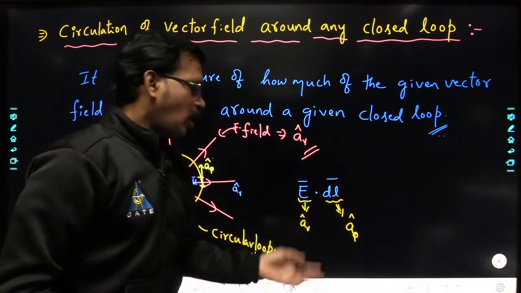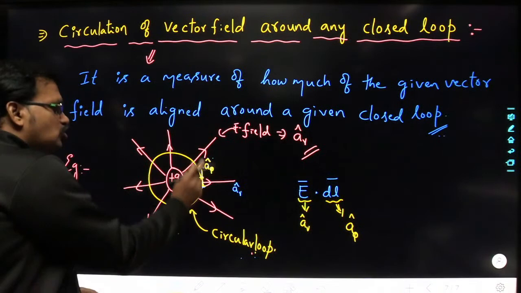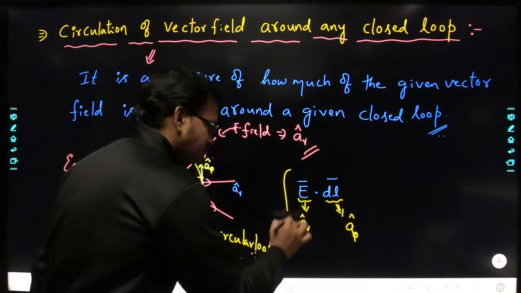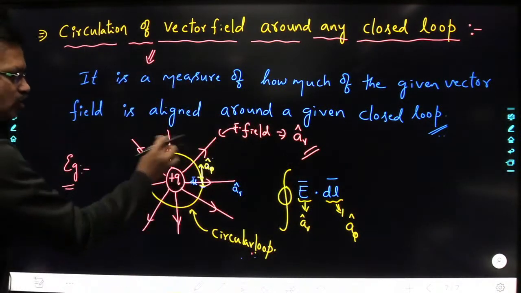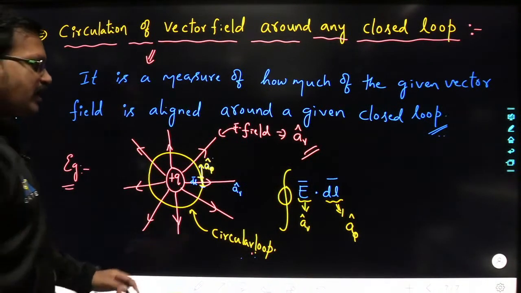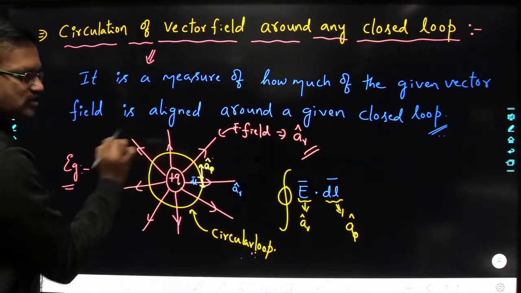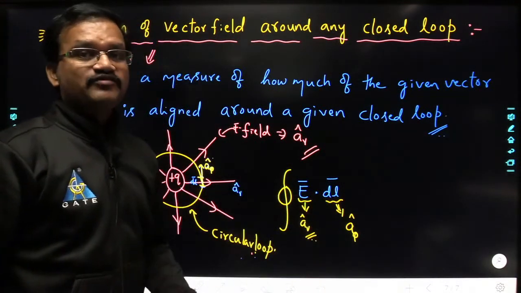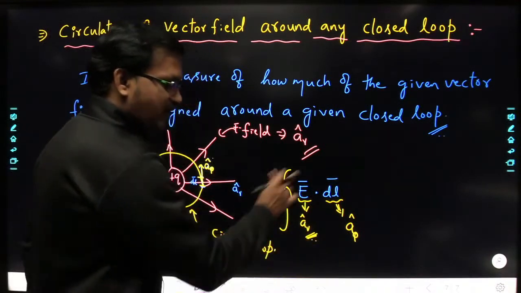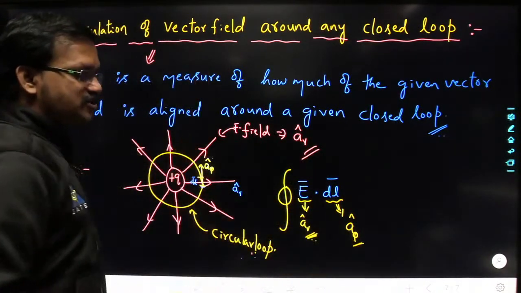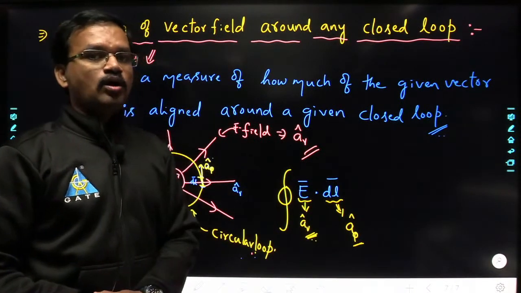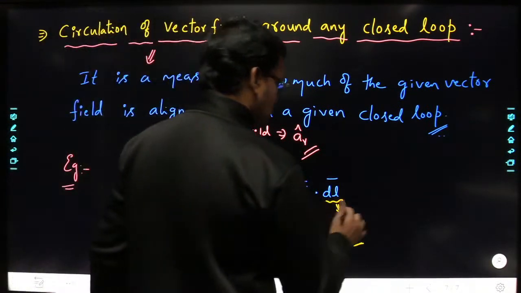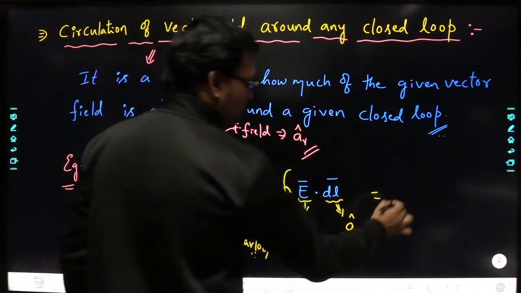Now if I want to determine how much of this electric field is aligned around the total circular loop, what I have to do? I have to integrate throughout this circular loop, so I have to do a closed loop line integration. At every point around this loop, the electric field is along the A R cap direction and the arc length is along the A phi cap direction. A R cap, the radial direction, and A phi cap, the tangential direction, are always perpendicular to one another. So this dot product will be equal to 0, and the circulation of the electric field around this closed loop is 0.